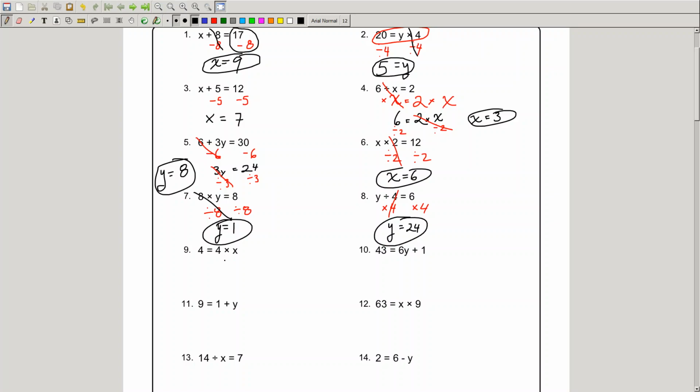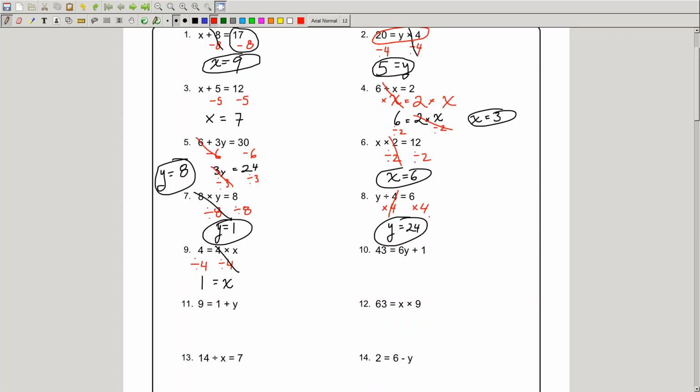Here, I'm taking 4 times x. So I'm multiplying x by 4. So I do the opposite, and I divide by 4. The 4's on the right side, beside x, cancel. I'm left with x equals 4 divided by 4, which is 1. Okay?